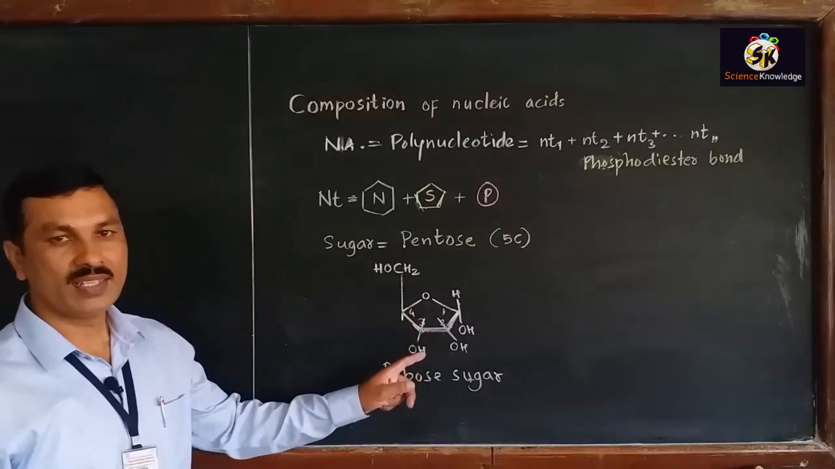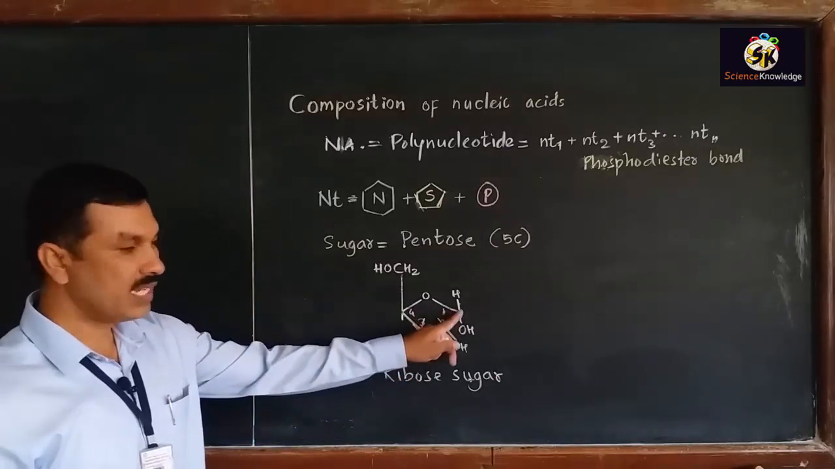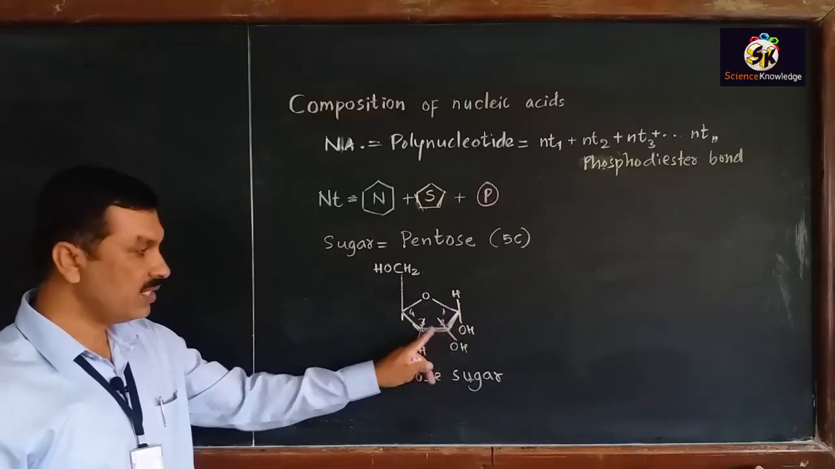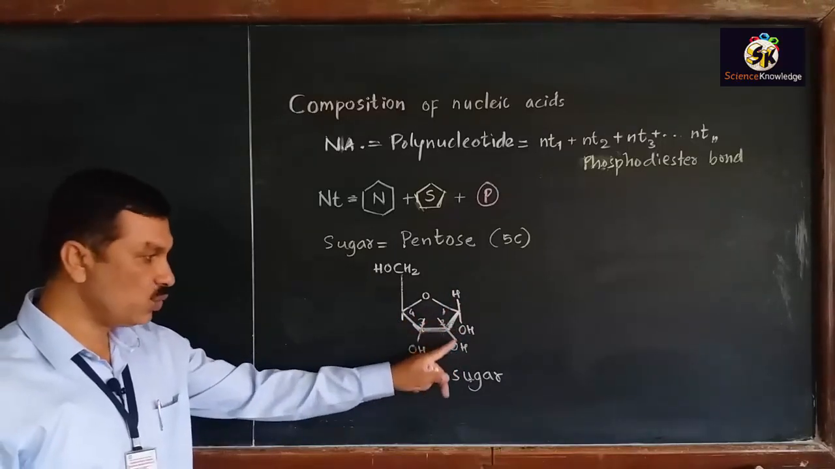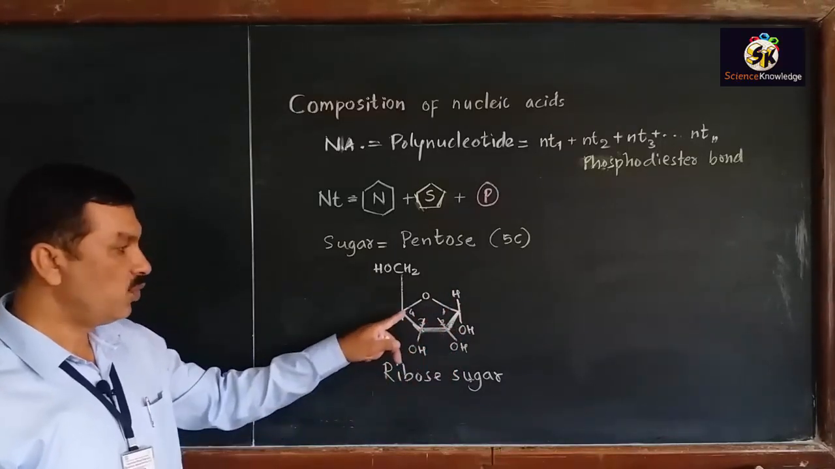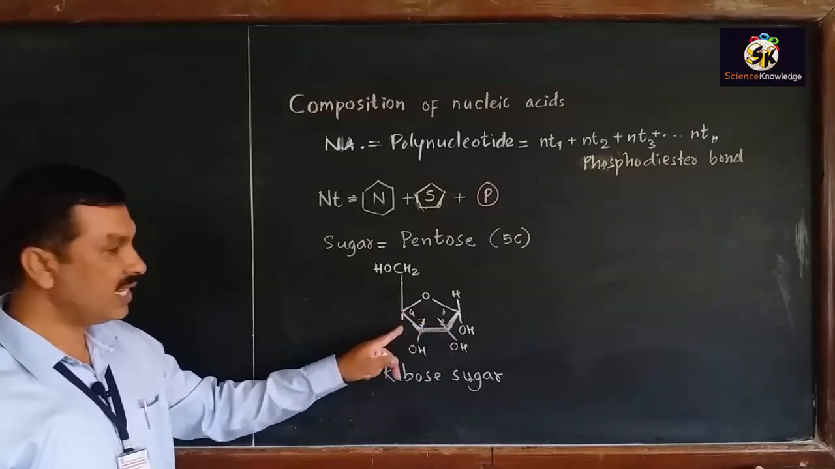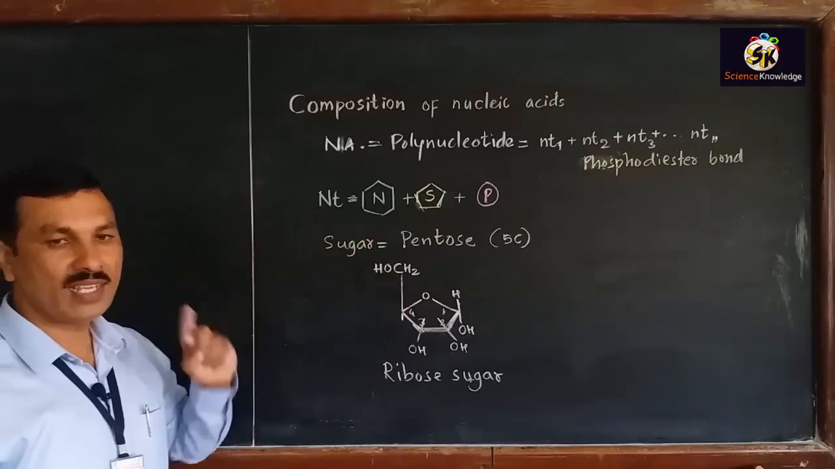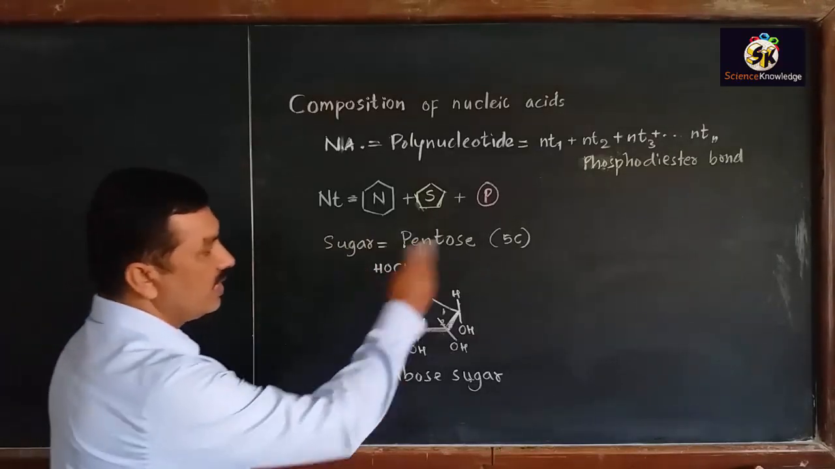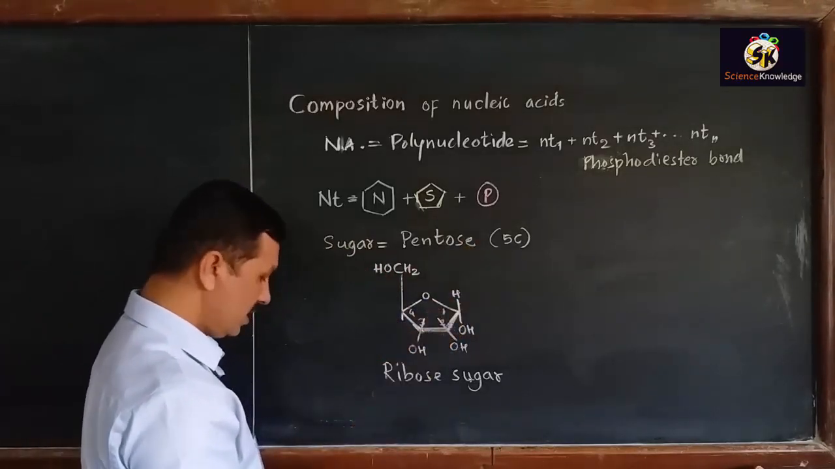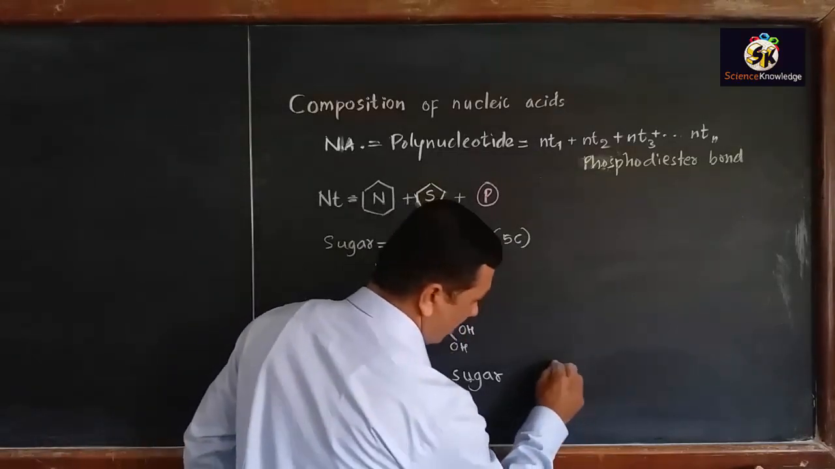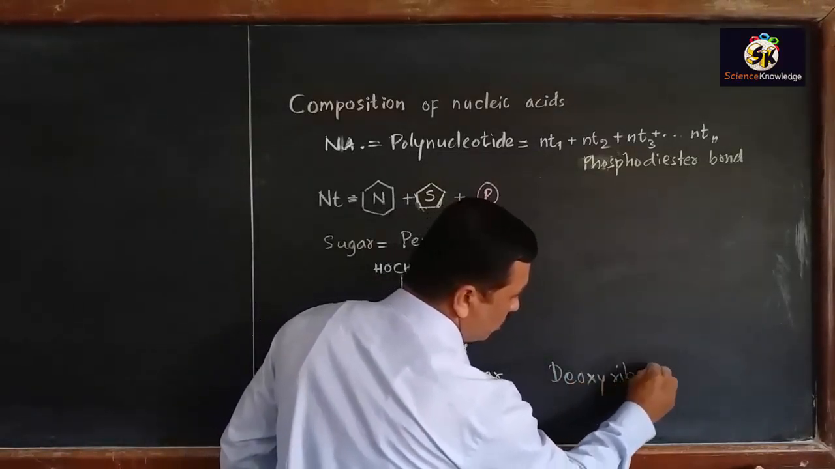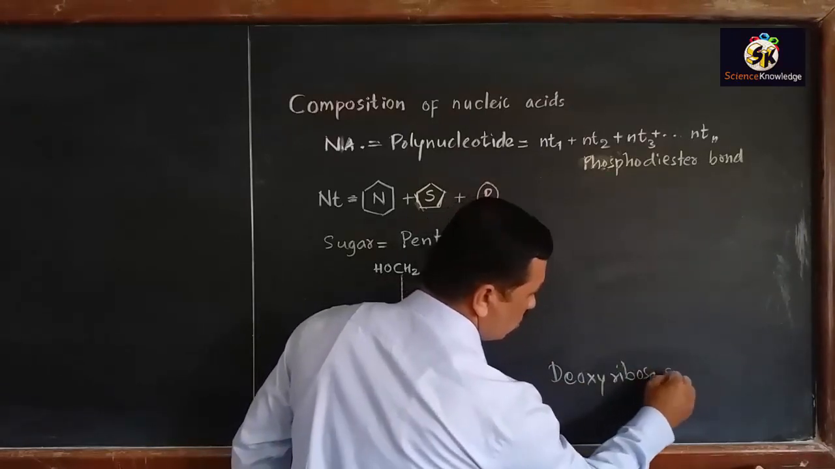Now again you have to note that the first carbon is linked with HOH, the second and third are also linked with HOH. The fourth carbon has H on one side and CH2OH, the fifth carbon, outside the ring. Now we have to draw another sugar, which is deoxyribose sugar.